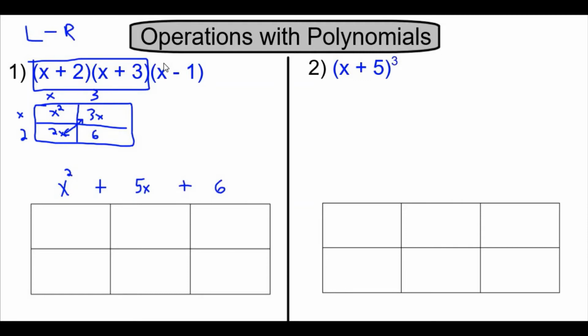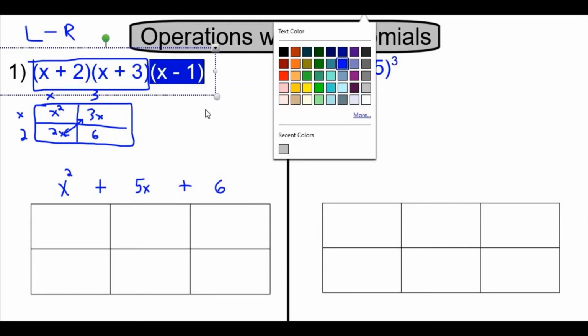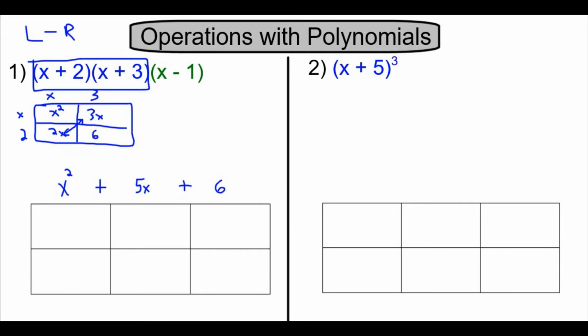And then I take this last one over here, okay, and I'll change the color on it so we can keep track of it. And I'm going to put that in the column here. So I'll put the x here and the -1. And this is when you'll really start to see the niceties in the box method or area model. So here I have the same base, so I'm going to add the exponent. So I get x to the 3rd power.